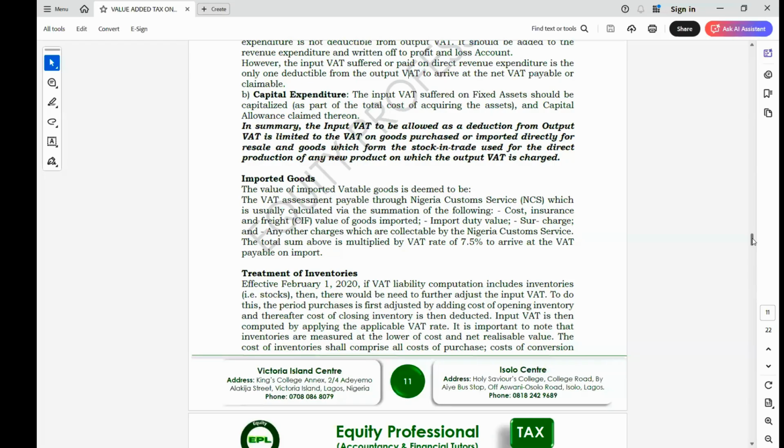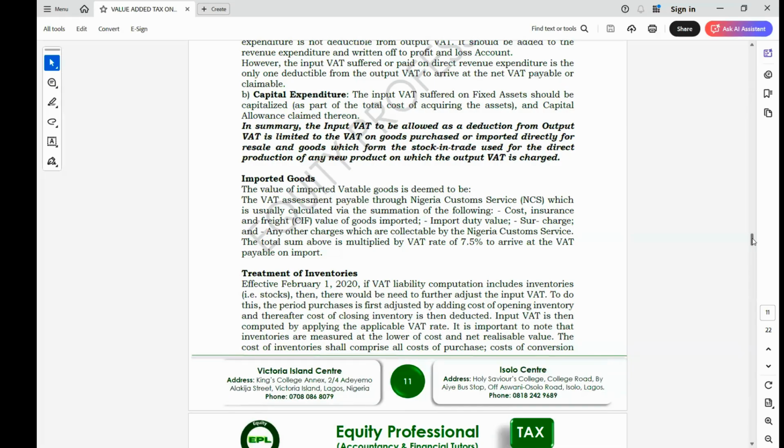Then how do we adjust the inventory? We add the opening inventory to the direct purchases, and we less the closing inventory from the direct purchases. The resulting figure is what we are now going to apply the value added tax rate on. And when you are making this adjustment, you have to ensure that the values must be at the same level. What do I mean? When you are given the purchases to be VAT inclusive, the opening inventory must also be VAT inclusive, and the closing inventory must also be VAT inclusive when you are making the adjustment.